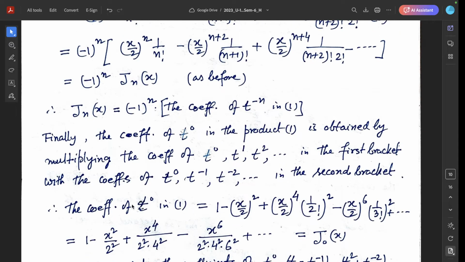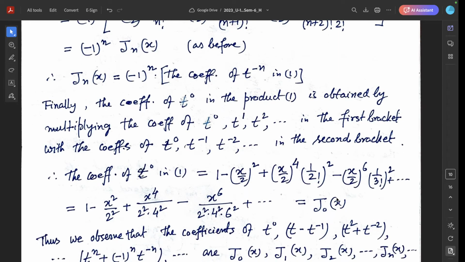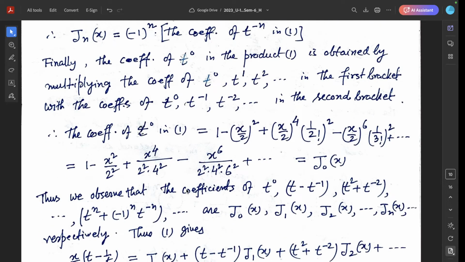So the coefficient of t to the power 0 in 1 is 1 minus (x/2) whole square plus (x/2) to the power 4 over (1/2 factorial) whole square, and so on. And this is J0(x). So you observe that the coefficients of t to the power 0, t minus t to the power minus 1, t square plus t to the power minus 2, and t to the power n plus (minus 1) to the power n t to the power minus n are J0(x), J1(x), J2(x), Jn(x) respectively.